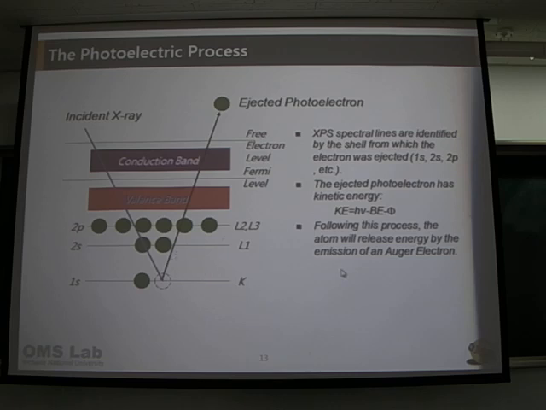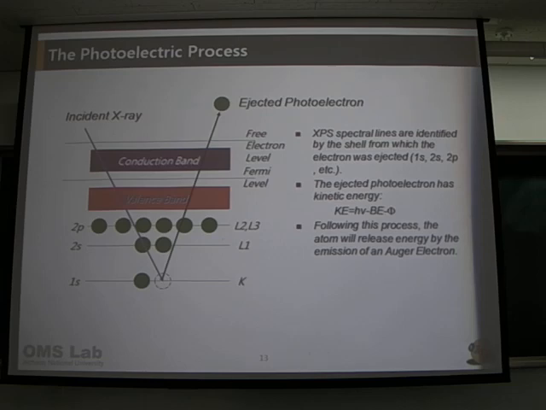The ejected photoelectron has kinetic energy, which we can measure from the detector, and we can calculate it: kinetic energy equals h nu minus BE minus phi. If we know everything on the right side, we can know the kinetic energy. What is phi? Phi is the work function. The work function is a constant value, known from maintenance, and it is specific to the material.